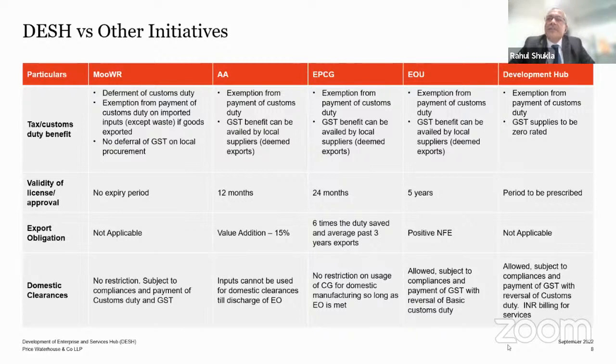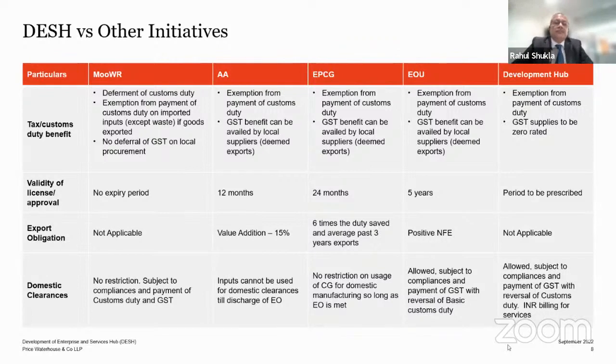Advanced authorization requires a positive value addition of 15%, apart from meeting export obligation in quantity and value terms. EPCG, again, requires 6 times the duty saved, on an average of the past 3 years, and it has to be done in a blockwise manner, so you have to track your export obligation against the duty saved. EOU, you need to be a positive net foreign exchange earner. That means your inflow should be in excess of your outflow, which includes any other payments made apart from imports of capital goods or raw materials, etc. Development hub, there will be no NFE or export obligation. That's what has been stated.